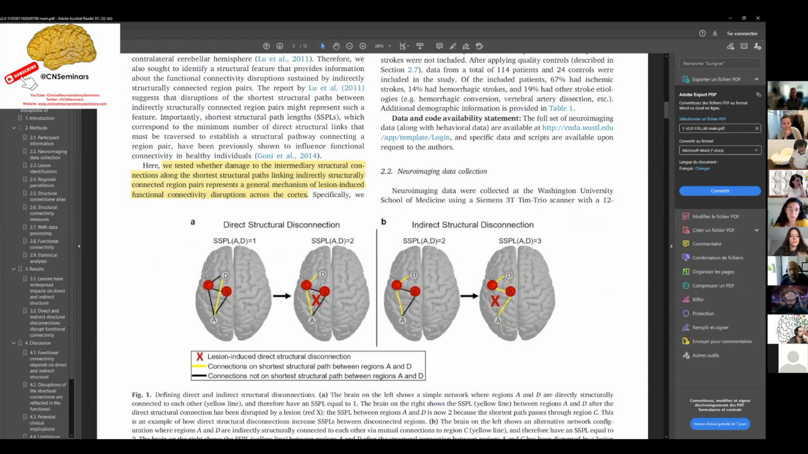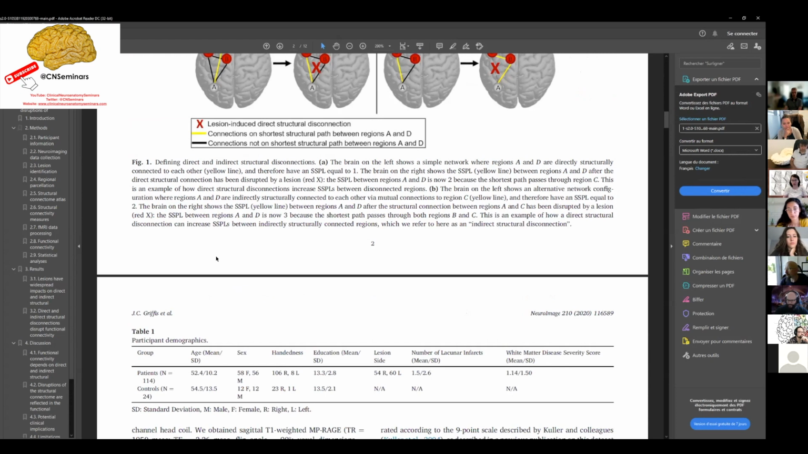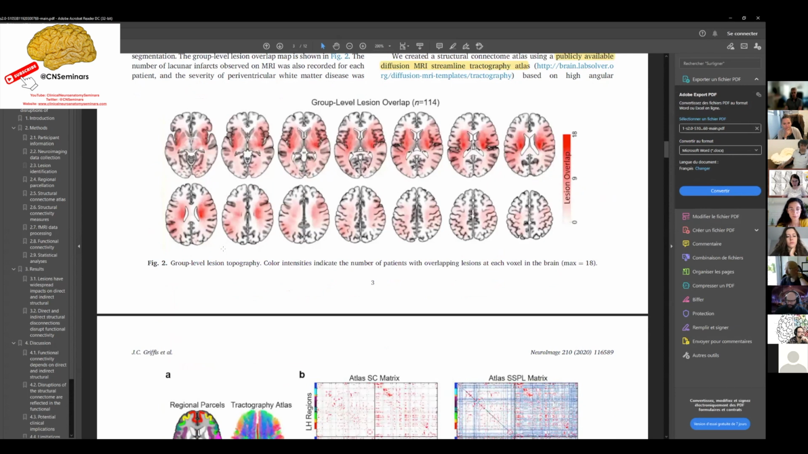So this increase in SSPL in both direct and indirect connections, these disconnections have effects on the resting state functional connectivity. So here is the group average lesion overlap of the stroke patients that they studied. It's just to show you where, in general, the lesions are.